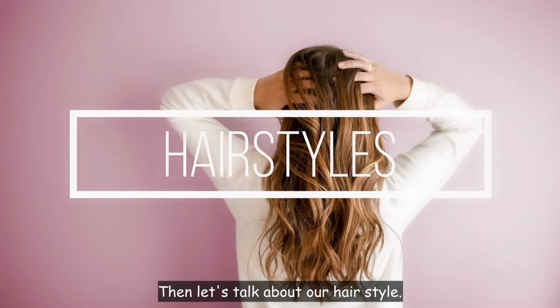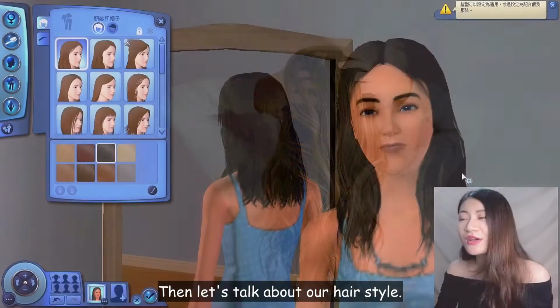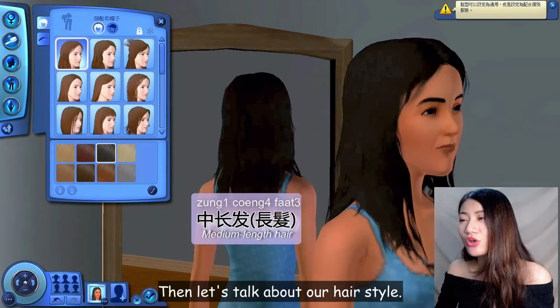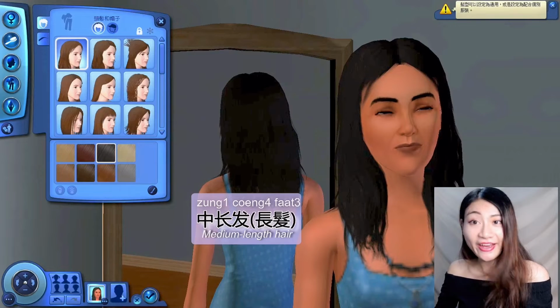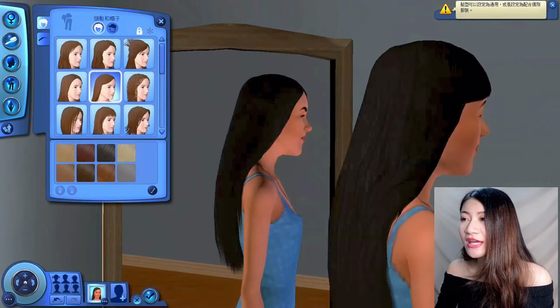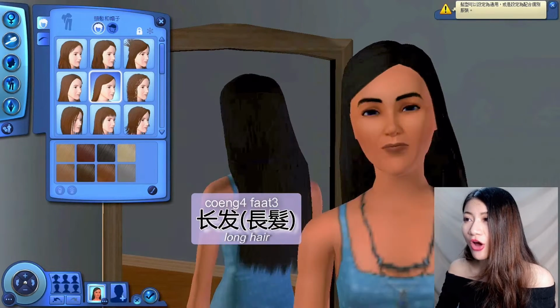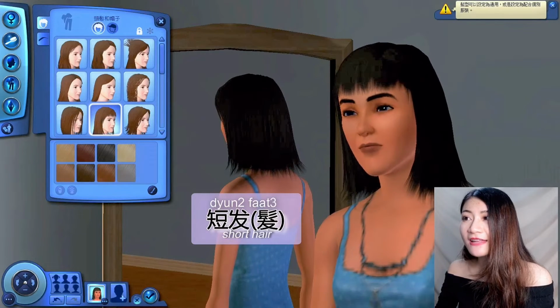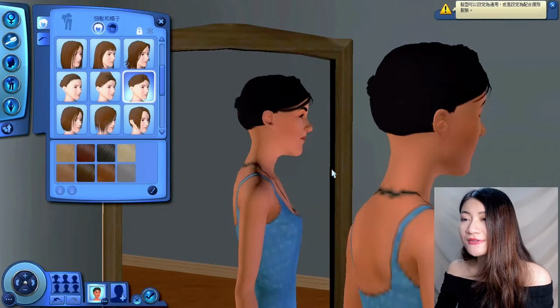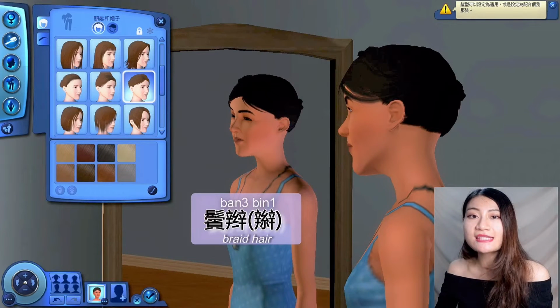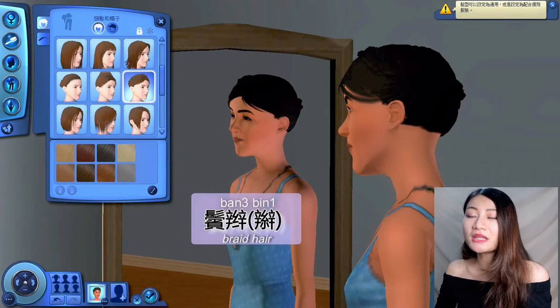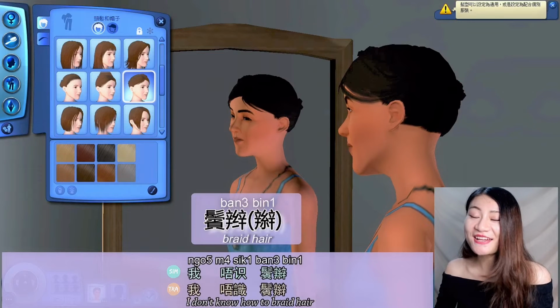Then let's talk about our hairstyle. So this is 中長髮, middle long hair. This one is 長髮. This is 短髮. This looks very nice. This one is like braiding our hair, that is 辮邊. 我唔識辮邊. I don't know how to braid hair.